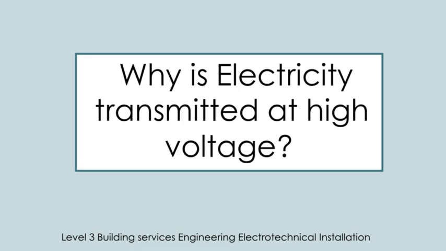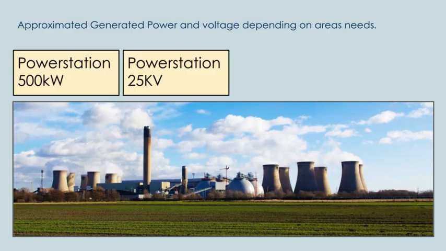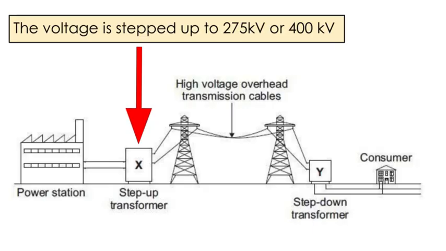Why is electricity transmitted at high voltage? Here's an example of a power station that's producing 500 kilowatts of power at about 25,000 volts, or 25 kilovolts. The voltage is stepped up to 275,000 volts, or sometimes 400,000 volts, but for this one we'll go with 275,000.